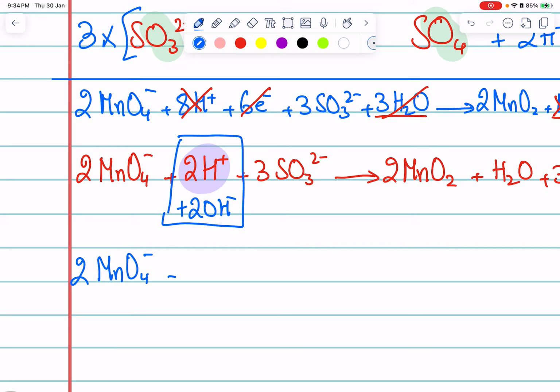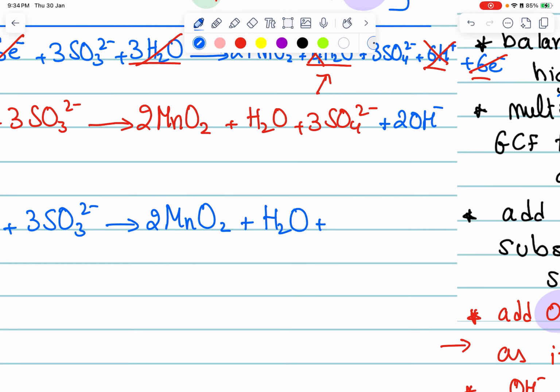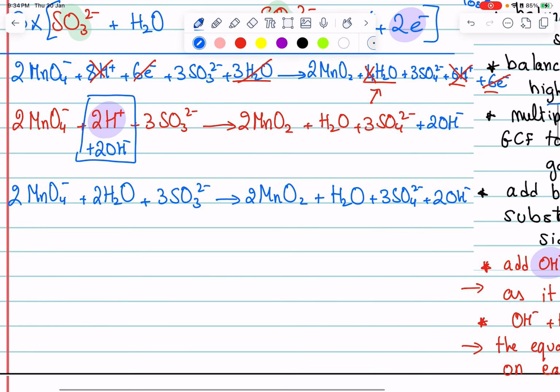So 2MnO4 minus plus 2 molecules of water plus 3SO3 2 minus, giving 2MnO2 and 1H2O and 3SO4 2 minus and 2OH minus. Again, if you have any common substances on each side, you cancel them out. So here 2H2O and here H2O. I'm just going to cancel this one and keep 1 H2O.